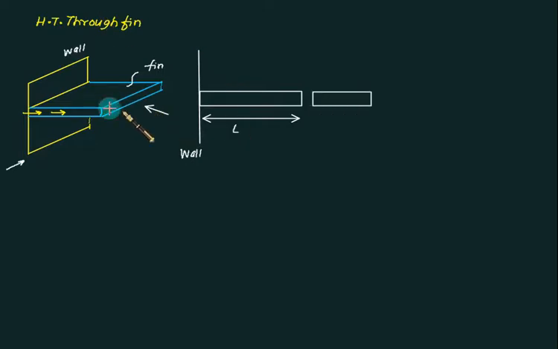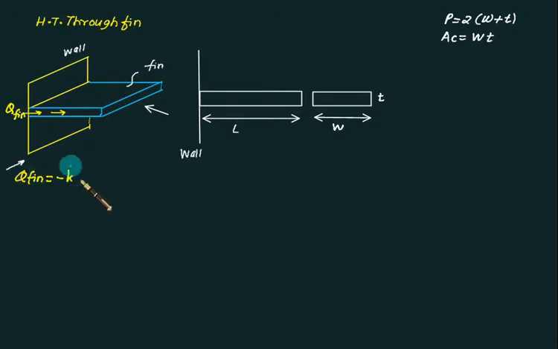If you visualize this one, you can find the cross section. The cross section consists of W and T, where W is the width and T is the thickness. So the perimeter is 2 times (W plus T), and the cross-section area is W into T. The heat from the wall will enter by means of conduction. So that itself is called Q fin.